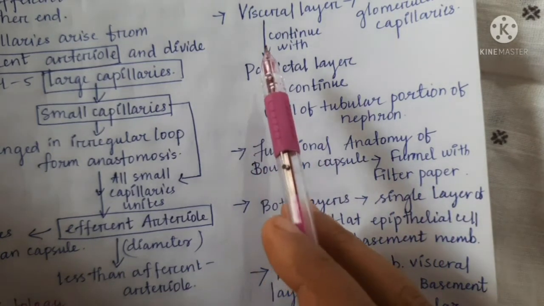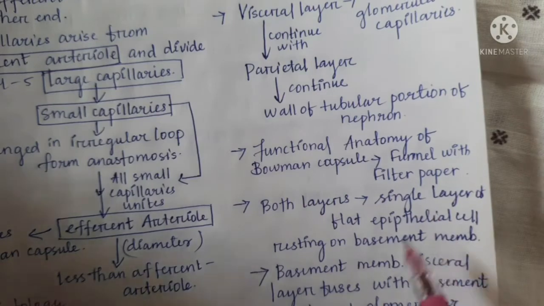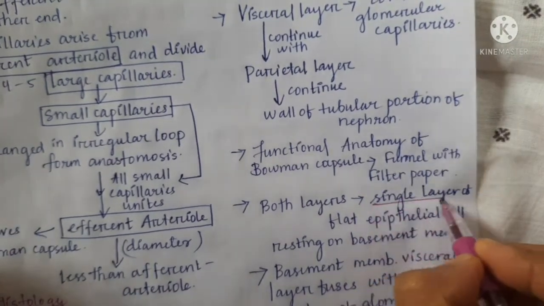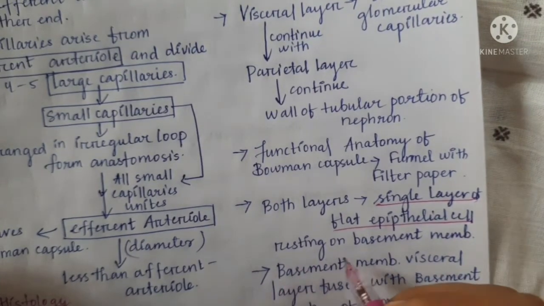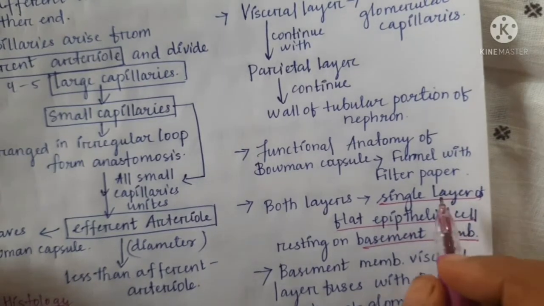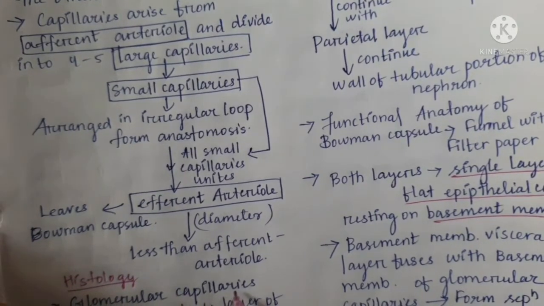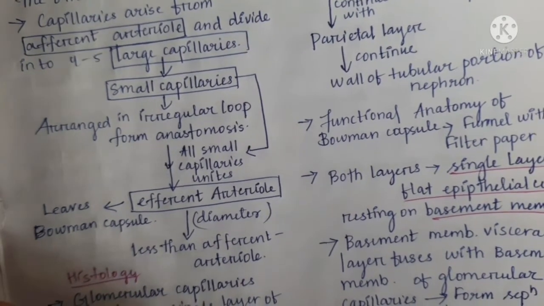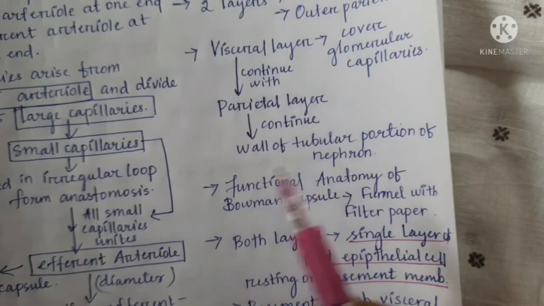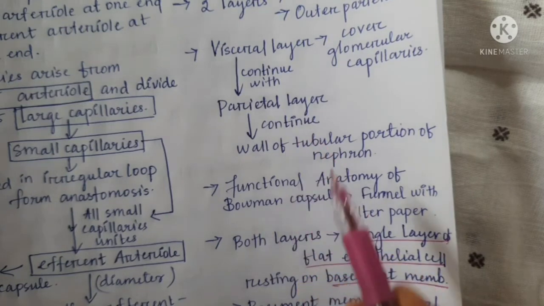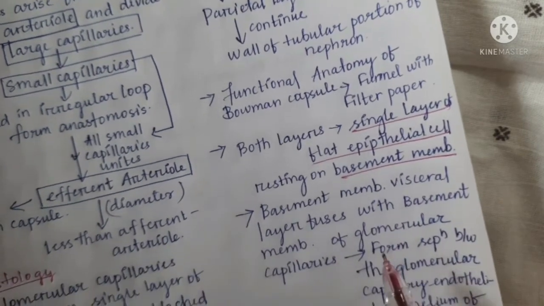Then both the layers, the visceral layer and the parietal layer, have a single layer of flattened epithelial cells. These are resting upon the basement membrane. In the glomerulus, we have seen that it has glomerular capillaries made from a single layer of endothelial cells attached to the basement membrane, and here both layers, the visceral layer and parietal layer of the Bowman's capsule, have flattened epithelial cells with a basement membrane.